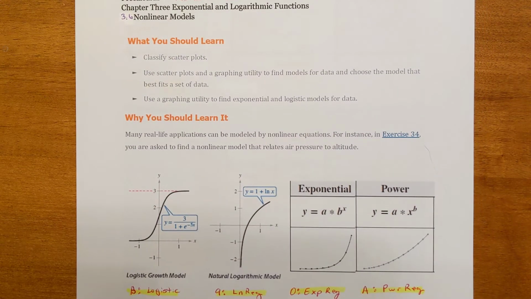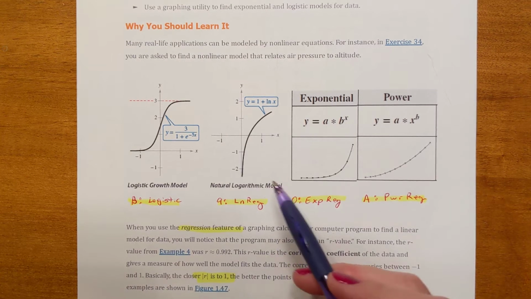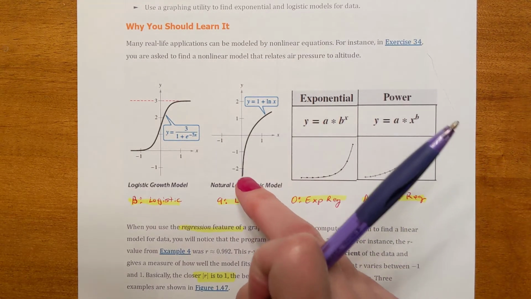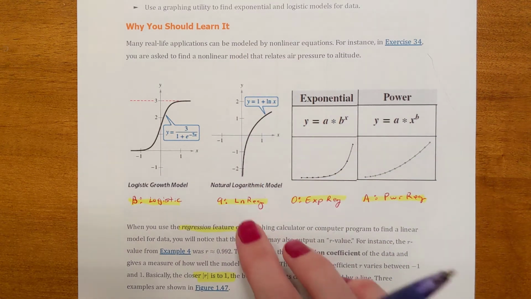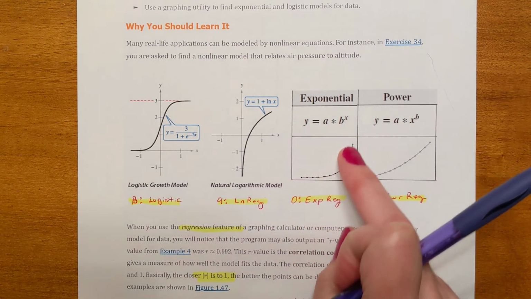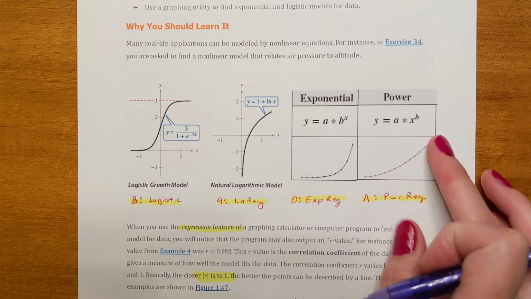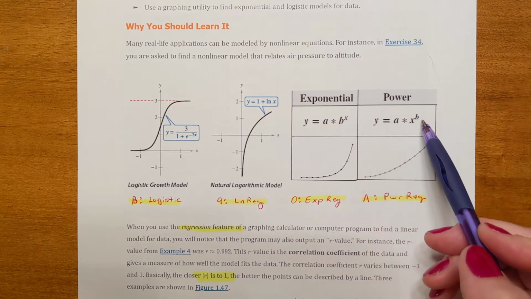Of course, many real-life applications can be modeled by nonlinear equations, and we're going to look at some here in the homework. So just a reminder here about some of the graphs that we've learned about. We've definitely learned about logs and natural logs and the shape they make. They come up from infinity here and loop over to the right, and an exponential graph, and then the power function. So notice the difference between exponential and the power function.